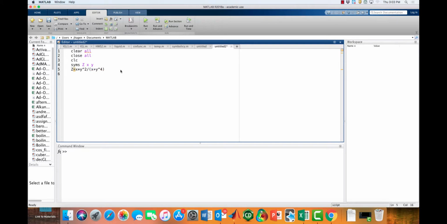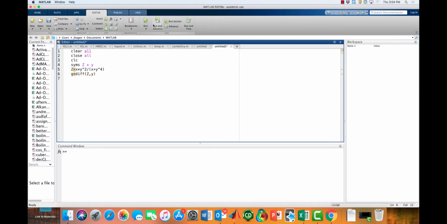Great. And now let's do two things with this. Let's take the derivative of this. Let's do a partial derivative with respect to y. And after we take that partial derivative, let's substitute numbers in for x and y and see what the value of that derivative is. Okay, so let's come up with a derivative. Let's give it the name g. Let's say that g is equal to the partial derivative of z with respect to y.